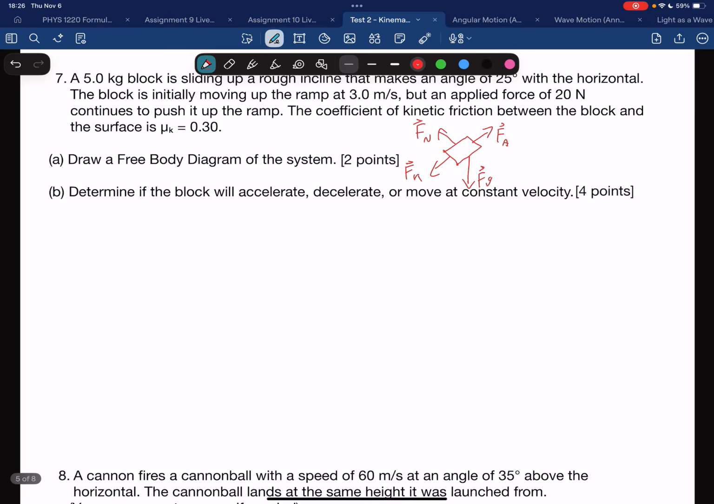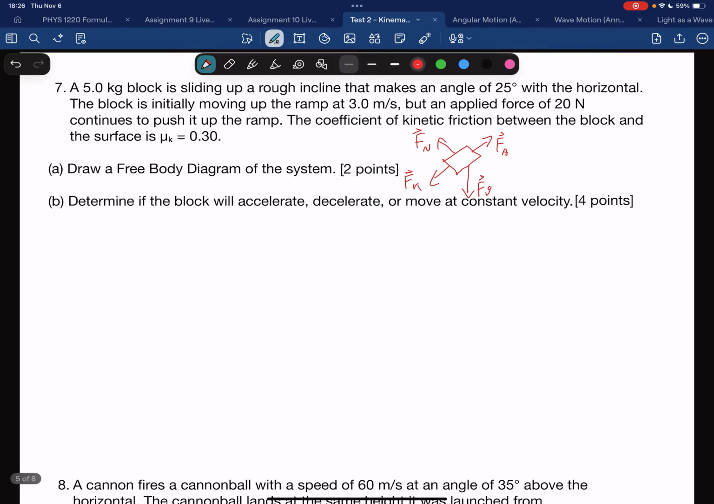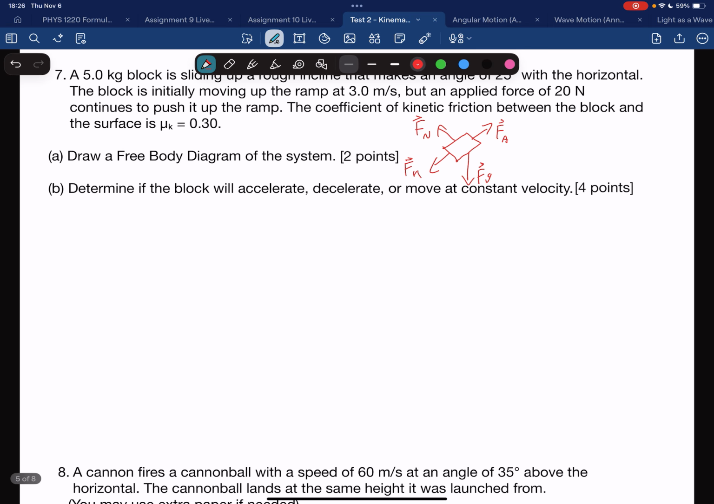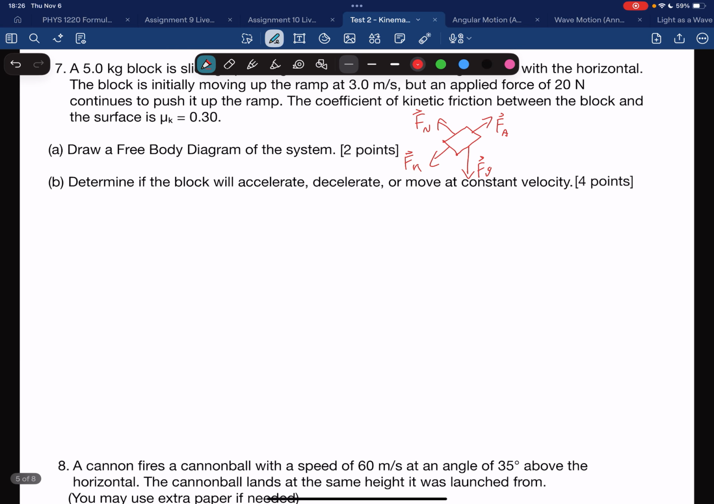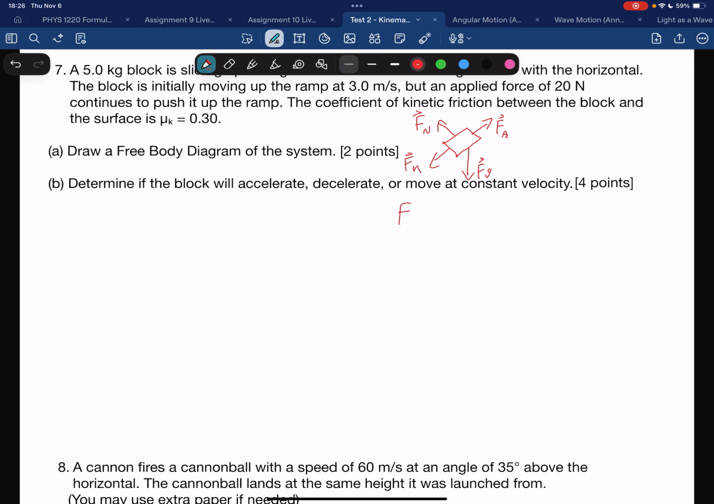Part B. Determine if the block will accelerate, decelerate, or move at a constant velocity. So first I'll show that there was a bit of a shortcut for this question. We know that to figure out if it's accelerating, decelerating, or moving at constant velocity up and down the ramp, we need to find the net force, F net, in the x direction, so up and down the ramp.